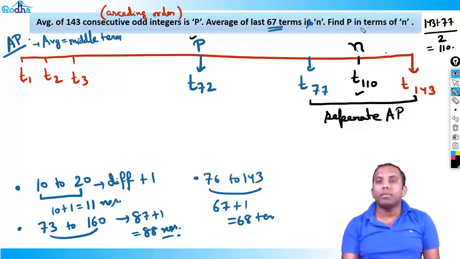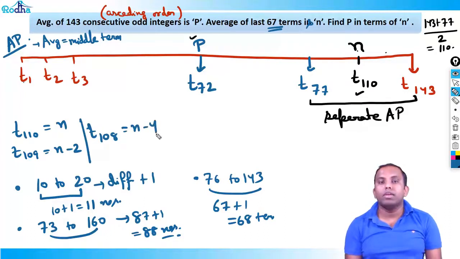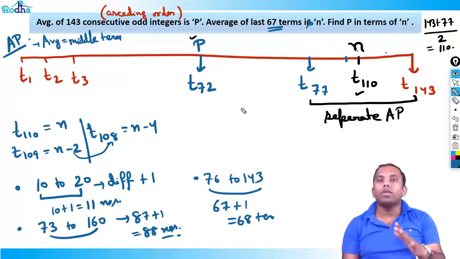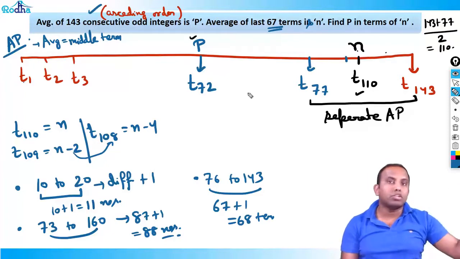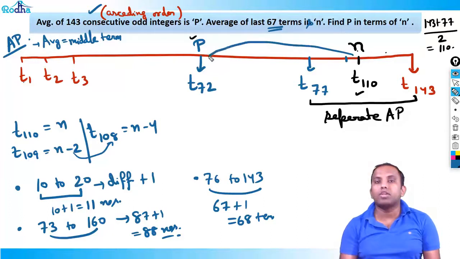So I need to find P in terms of N, which I can easily do now. If T110 is N, then T109 will be how much? N minus 2. What is T108? N minus 4. That means if I go one term back, the difference is minus 2, and another term back, a further minus 2. Because these are consecutive odd integers in ascending order, it is minus 2, minus 2, minus 2 for every term.